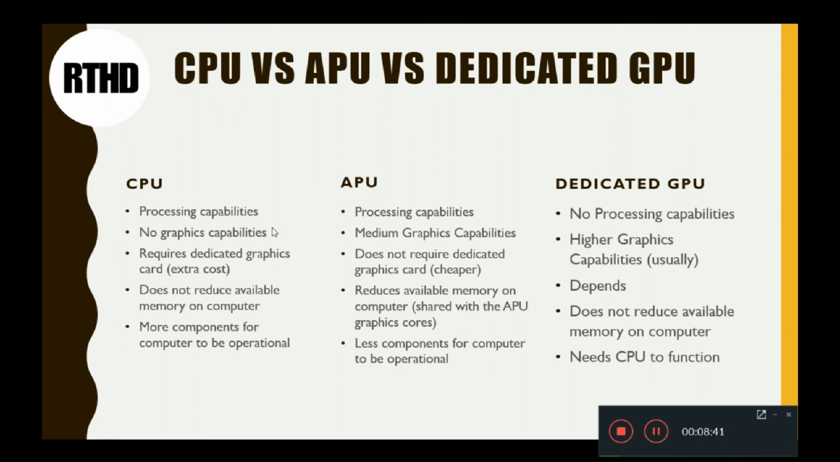So at the end of it all, a CPU does only processing, thinking, and logic, and requires a dedicated graphics card in order to display to the screen, while an APU is able to do that without requiring a dedicated graphics card, and that's why it's usually hybrid and a little more the latest in technology.